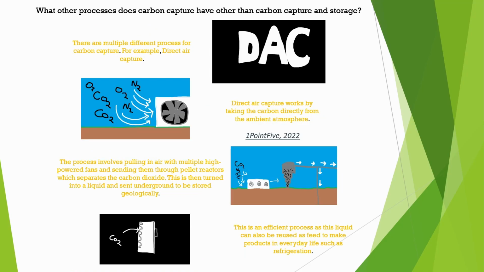Other processes include direct air capture, which uses fans to pull in air from the atmosphere. This is then separated, with the CO2 becoming liquid and can be used in things such as refrigeration.